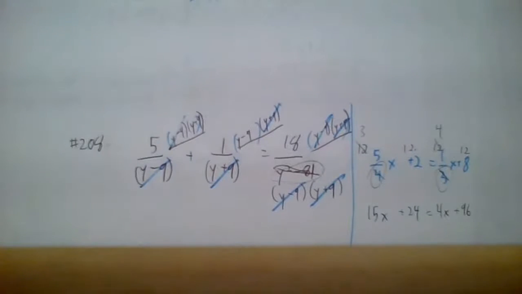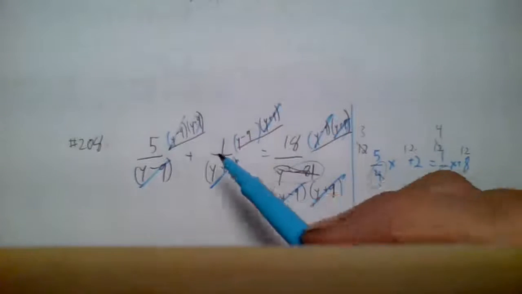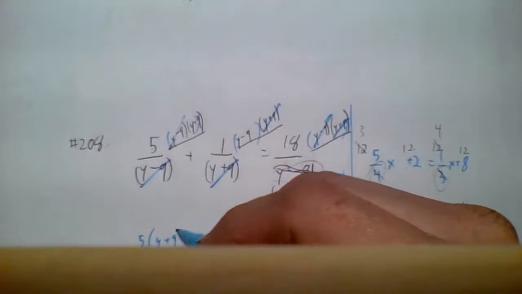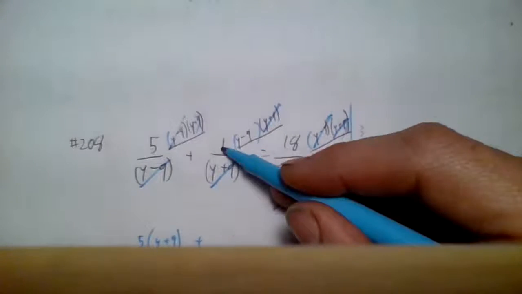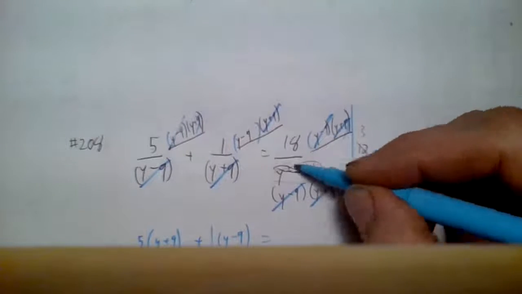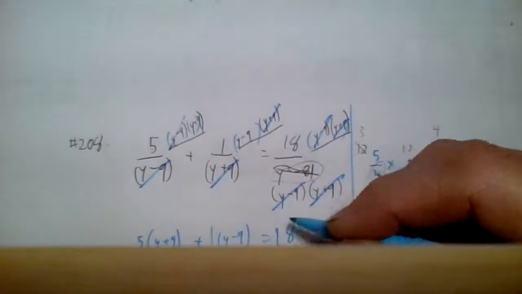That seems like a lot of work to go through to just cross off a bunch of stuff. But look at what we got left. Not much. 5 in the y plus 9. And 1 in the y minus 9. And out of all this, just the 18 is all I got left.